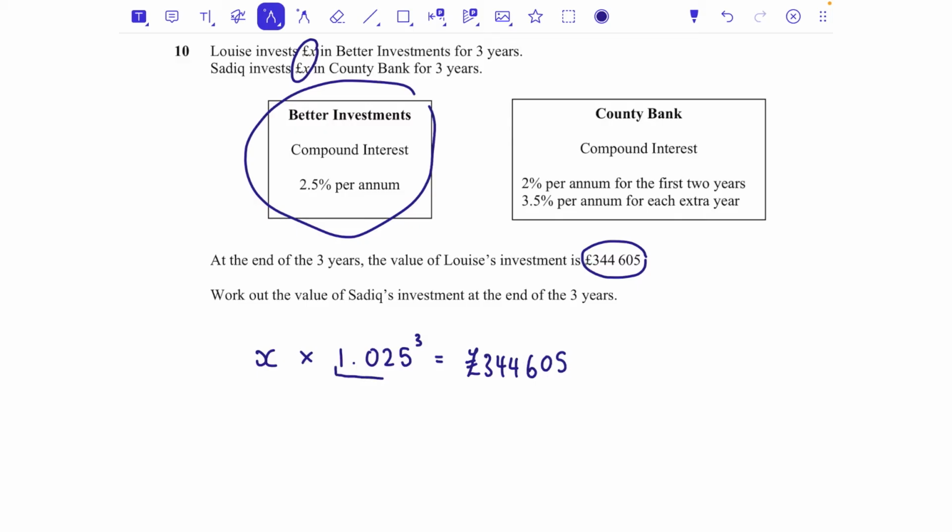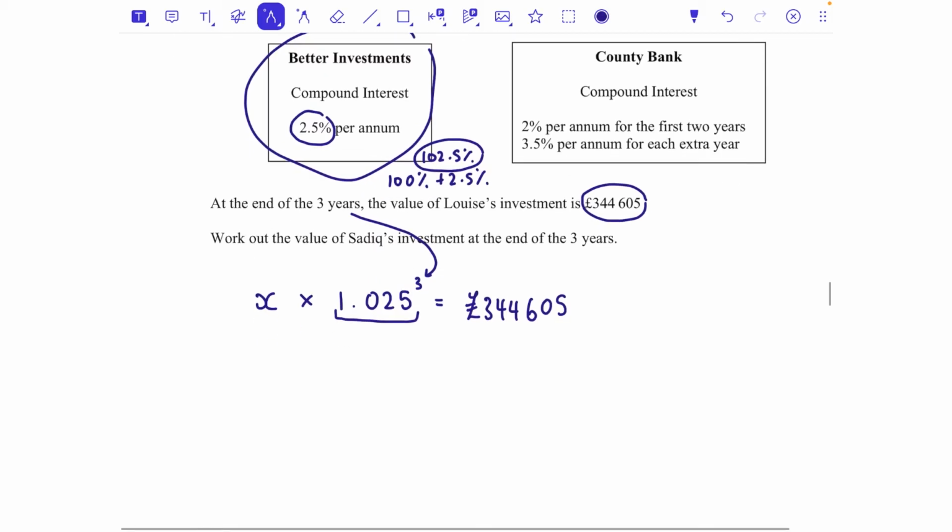Now, where have I got this from? Well, if I'm getting 2.5% interest, that's 100% of your money and an extra 2.5% on top. That is 102.5%. And if I want 102.5%, I can multiply by 1.025 because that's what that would be as a decimal. I then need to raise that to the power of the number of years. And because we know it's 3 years, we know that's the power of 3.